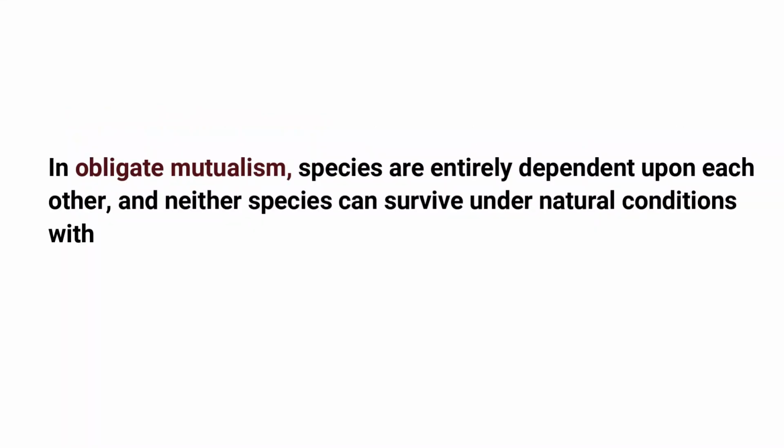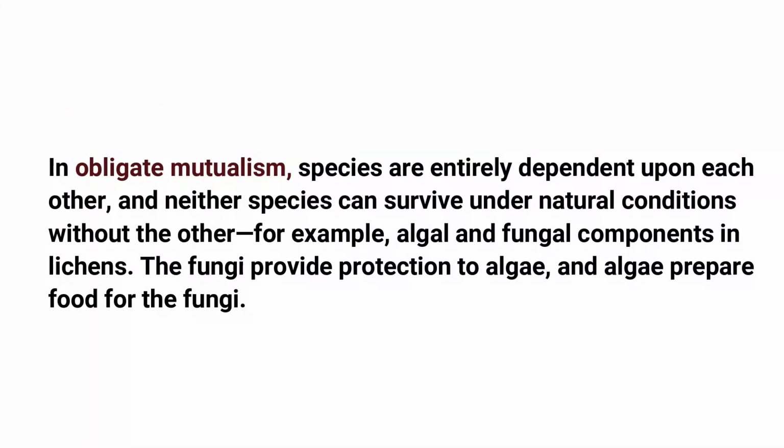In obligate mutualism, species are entirely dependent upon each other, and neither species can survive under natural conditions without the other. For example, algae and fungi, components in lichens. The fungi provide protection to algae, and algae prepare food for the fungi.